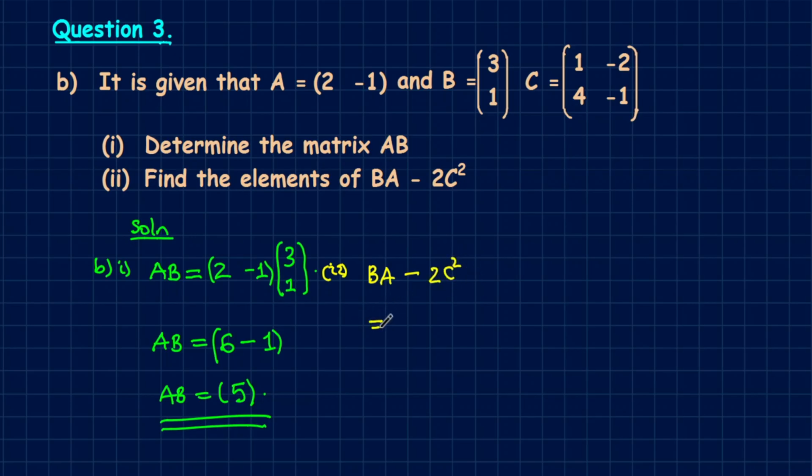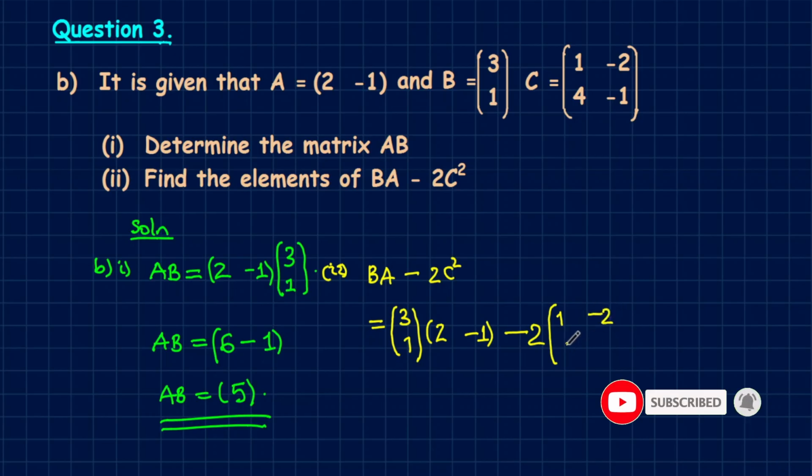So this is equivalent to working out this matrix multiplication, as we've already analyzed that the order will be different, and that is to the two matrices. Let's substitute B by its matrix 3, 1, and A by the matrix 2, negative 1. So according to what we had here, we have minus 2, and this 2 is a scalar that will multiply the result of squaring C, and C is with elements 1, negative 2, 4, and negative 1.